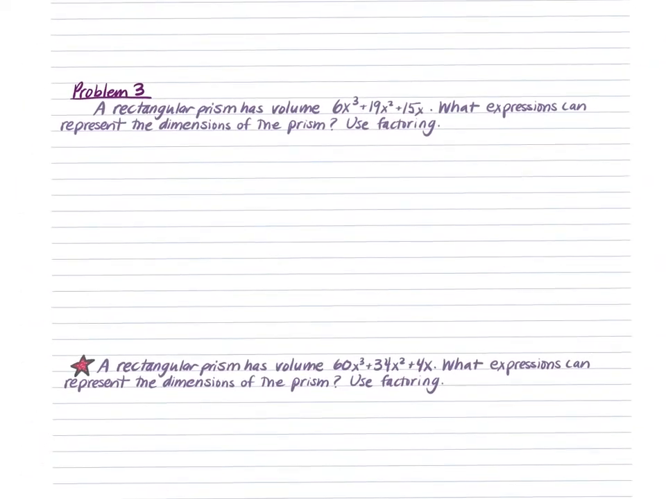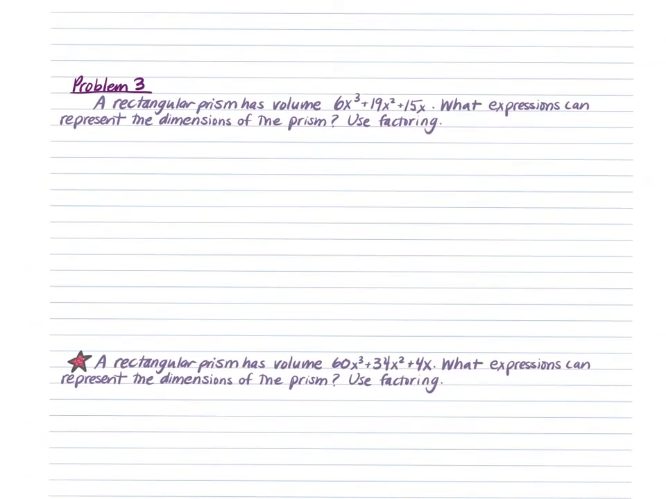Okay, and then here is a word problem. It's basically just asking you to factor it. A rectangular prism has this as its volume. What expressions can represent the dimensions of a prism? Use factoring. So basically you're just factoring this again.